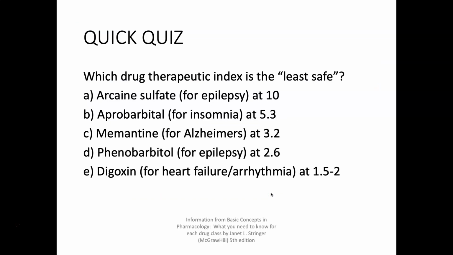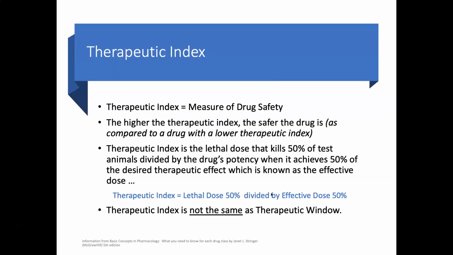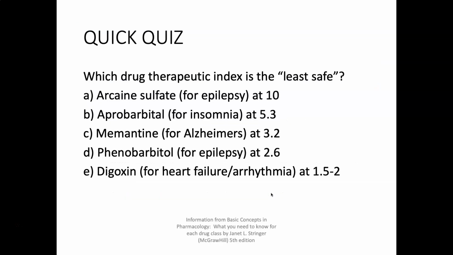All right, so we just talked about that. Quick quiz. Which drug therapeutic index is the least safe? Here we said that the higher the therapeutic index, the safer the drug is. So let's look at these. You have arcane sulfate for epilepsy that's at a therapeutic index of 10. You have aprobarbital for insomnia at 5.3. Memantine for Alzheimer's at 3.2, phenobarbital for epilepsy at 2.6, and digoxin for heart failure and arrhythmia that is in the range of 1.5 to 2. So which drug is the least safe? Least safe.